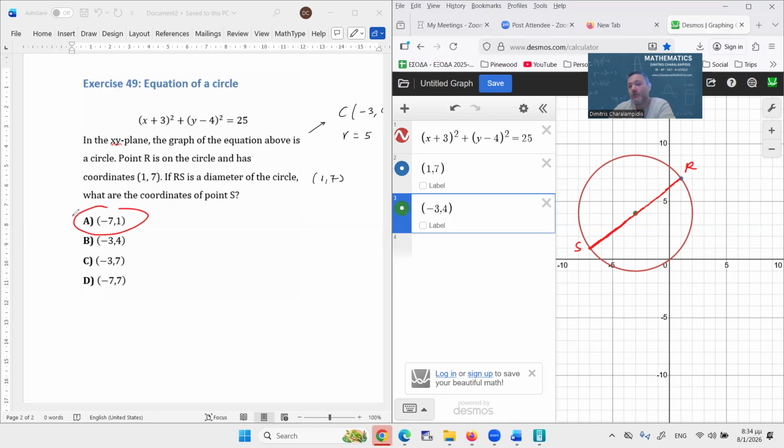And not just because I relied on the scaling here, but mainly because (−3, 4) would have been the center, so it's rejected. The (−3, 7), it's way above, and the (−7, 7), it's again perhaps outside the circle itself. So in this question and in such questions, it's always useful if you could be working with Desmos.